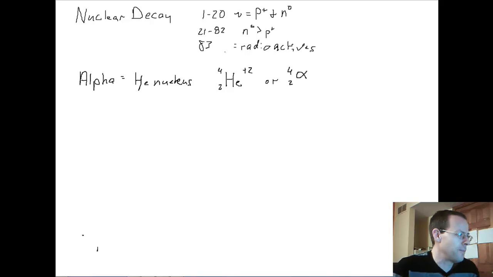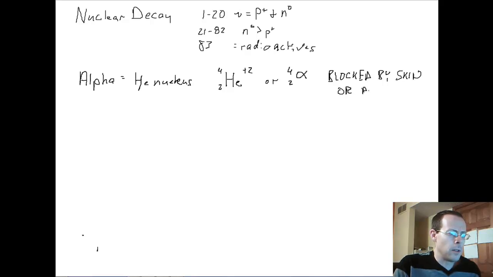So that is alpha. And the other thing we're going to say about it, alpha particles can be blocked. So they're not super dangerous unless they get inside our bodies, but they can be blocked by skin or paper. So for the most part, these can't hurt you, again, unless you ingest them somehow.